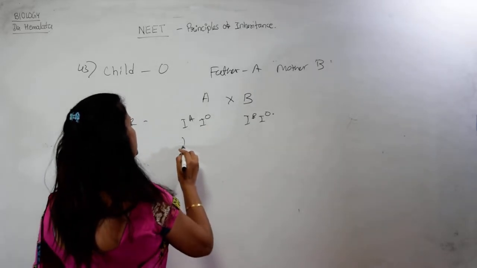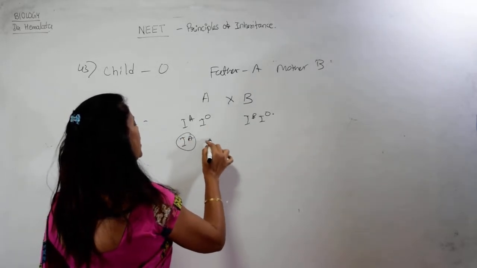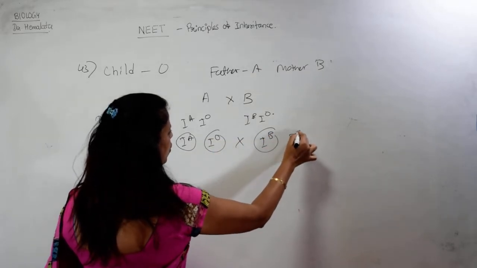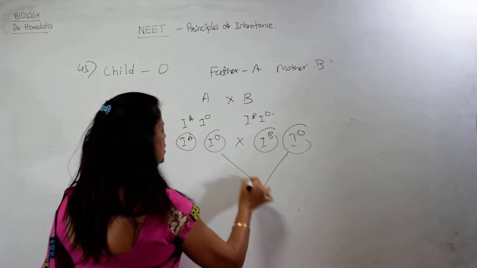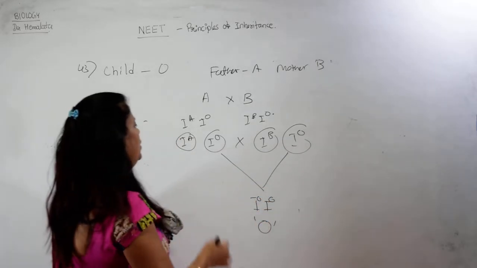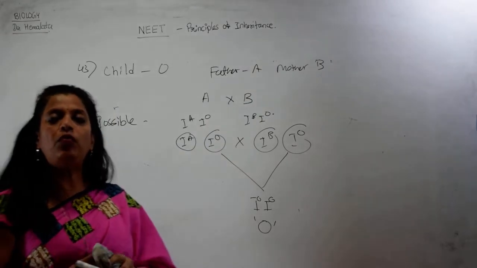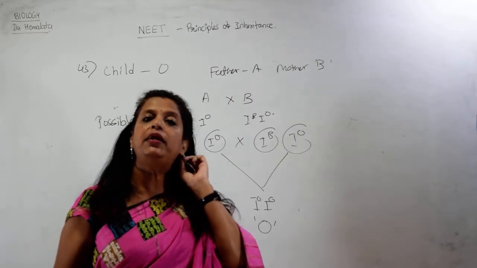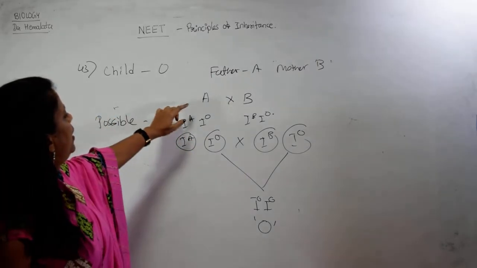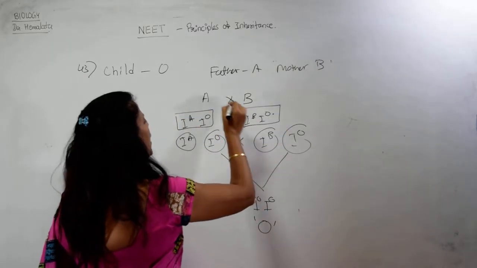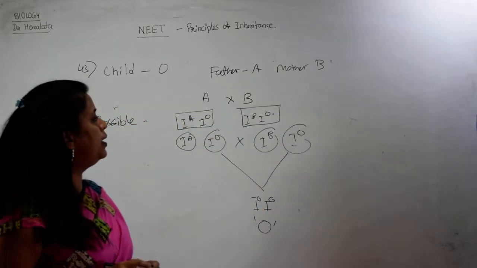So what are the gametes? IA, one gamete, IO, one gamete, cross to IB, one gamete, IO, one gamete. So this IO can combine with IO producing the O blood group. There may be other possibilities also, but what they have asked is the type of genotype in the parental blood group. So parents are heterozygous for their blood group. They must be IAIO, IBIO. That's how you have to analyze.